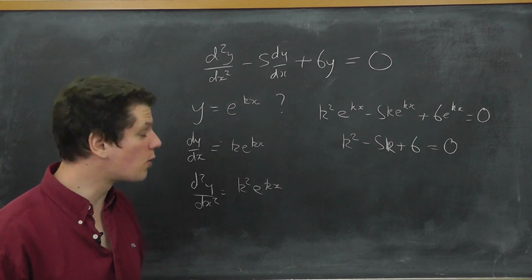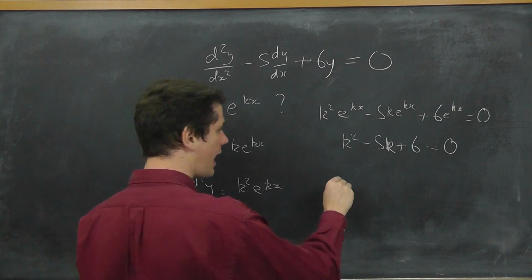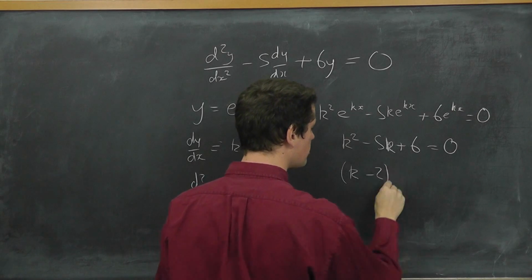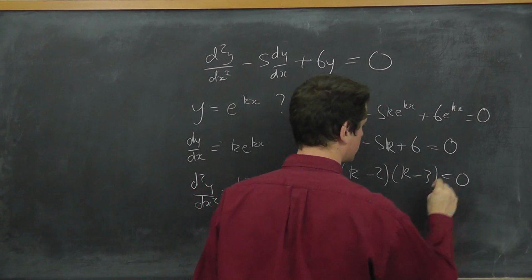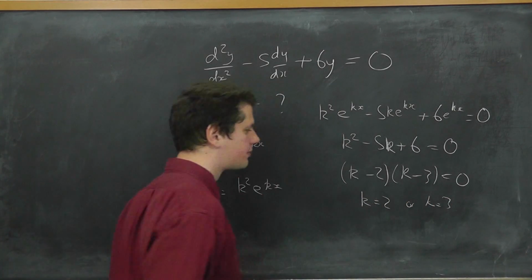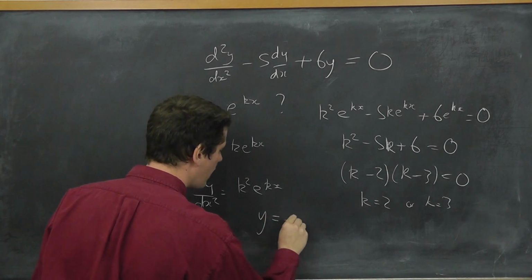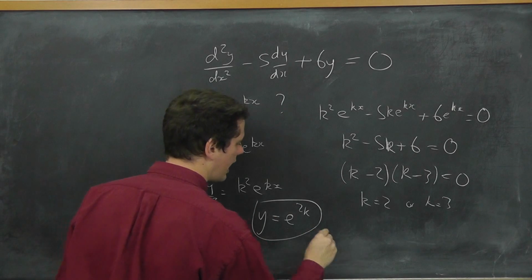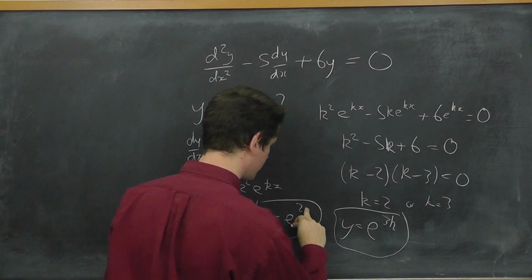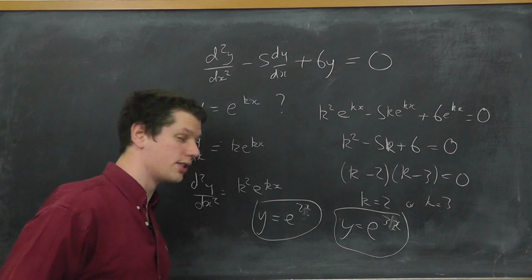That's of course just a quadratic equation for k, and moreover it's a quadratic equation whose solutions we can see just by factorising it in our heads. So this quadratic equation factorises as k minus 2 times k minus 3. And hence k is either 2 or k is 3. So this tells us that there are two solutions to this, namely y equals e to the 2x and y equals e to the 3x.